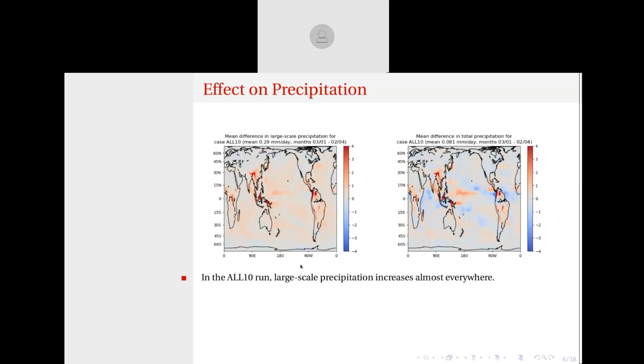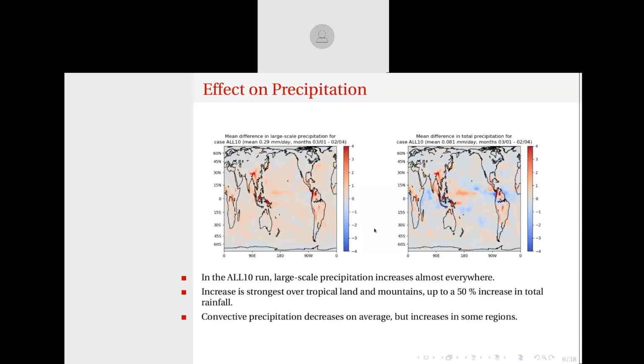And so you can see that in the all-10 run, large-scale precipitation increases basically everywhere. The increase is strongest over land in the tropics. You can see this very clearly is lining up with some of the mountains there. It's also increasing where you would already have relatively heavy rainfall. And that's up to a 50% increase. So this is a big change regionally.